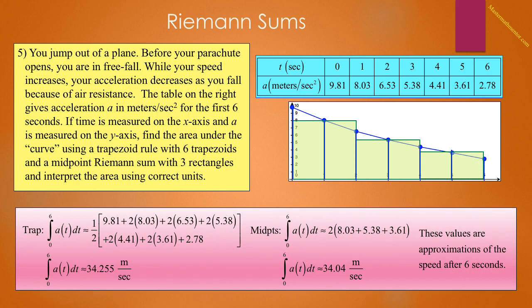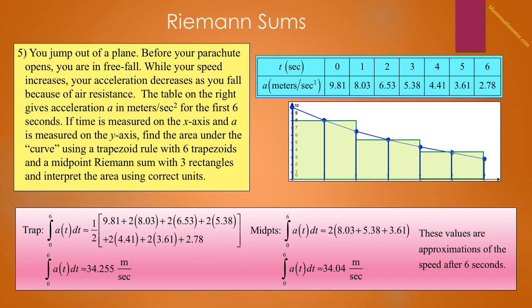For the trapezoids, the base is 1. So the integral from 0 to 6 of a of t dt is approximately equal to 1/2 of 1 times 9.81 plus 2 times 8.03 plus 2 times 6.53 plus 2 times 5.38 plus 2 times 4.41 plus 2 times 3.61 plus 2.78. And we get 34.255, and that will be measured in meters per second.